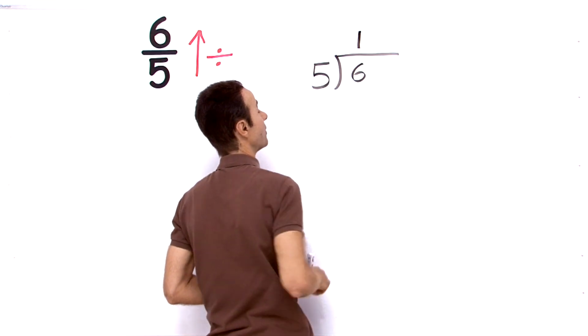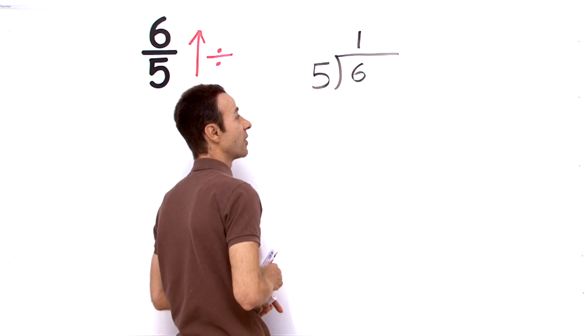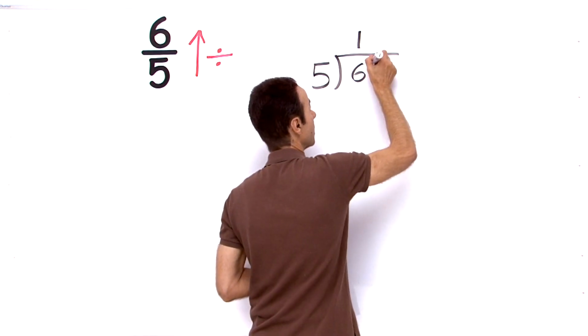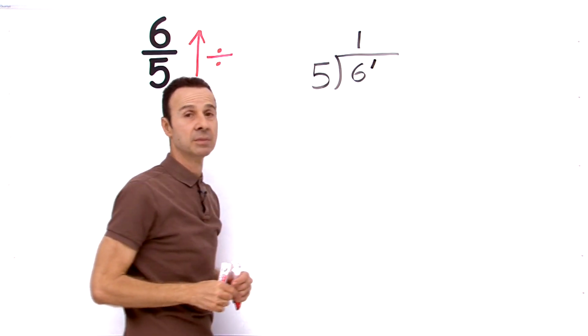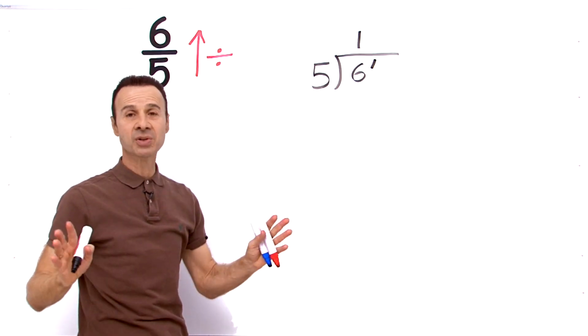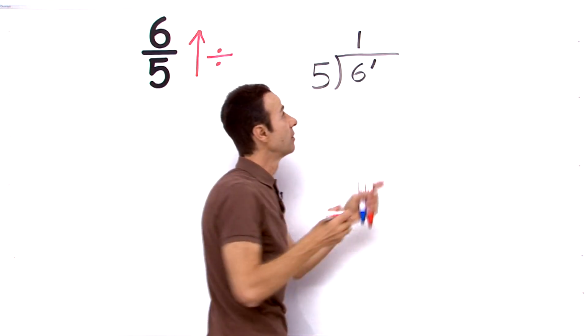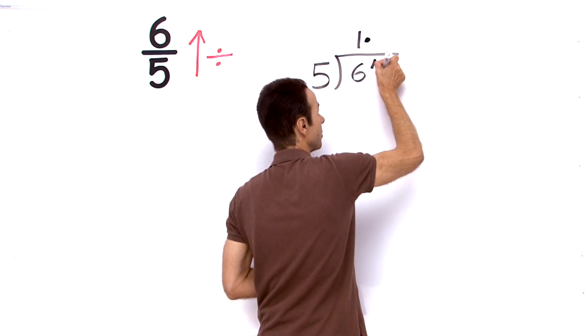So 1 times 5 is 5. So we subtract 5 from 6. So 6 minus 5 is 1. That's our remainder. So remainder, you put it up here. Okay, now does 5 go into 1? Doesn't go. Now we use decimal points. Since 5 doesn't go into 1, you don't put a 0 there yet. First you put the decimal point. Now you can put a 0.